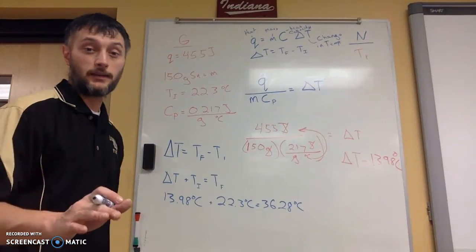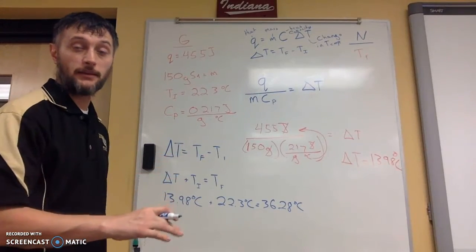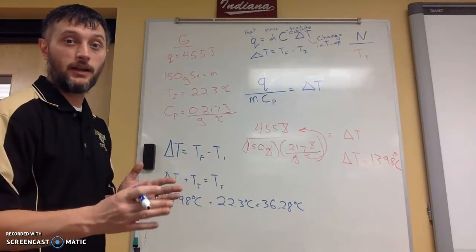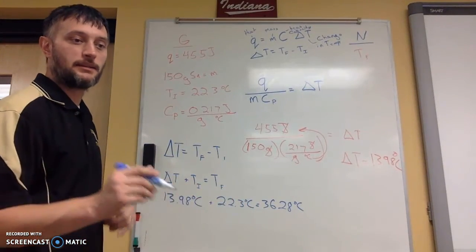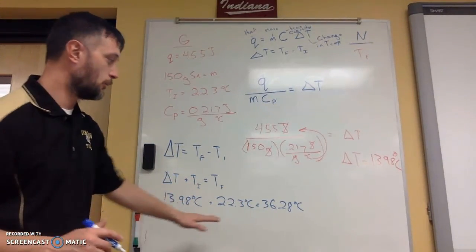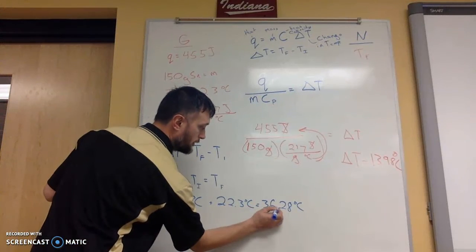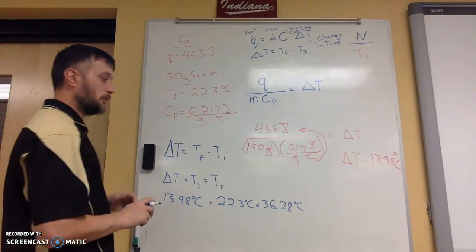So you might have noticed that I was stumbling through my math, and then I paused. I did the math wrong. In my answer key, I missed a decimal, so my addition was wrong. So my final answer should be 36.28 degrees Celsius.